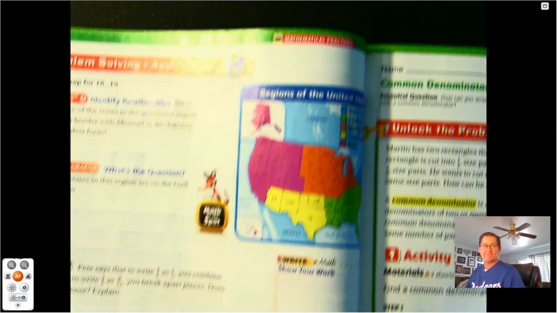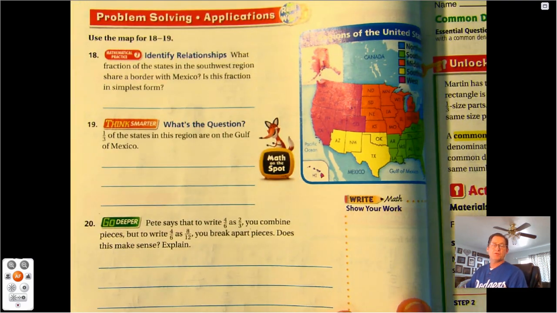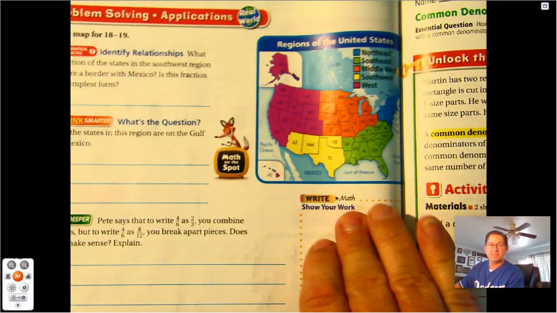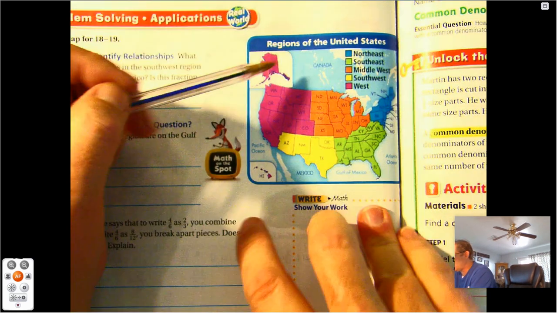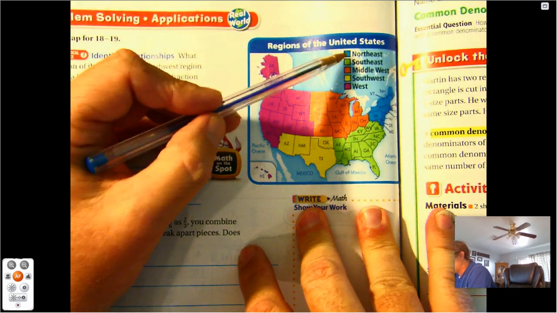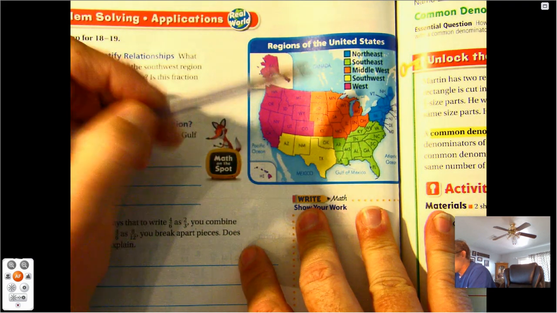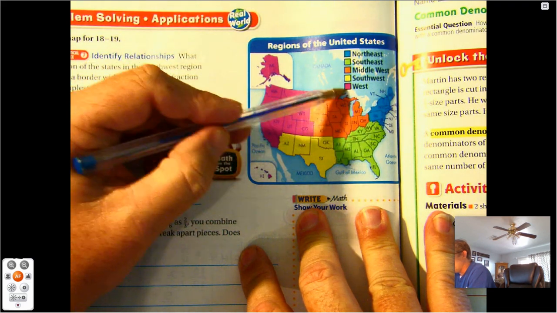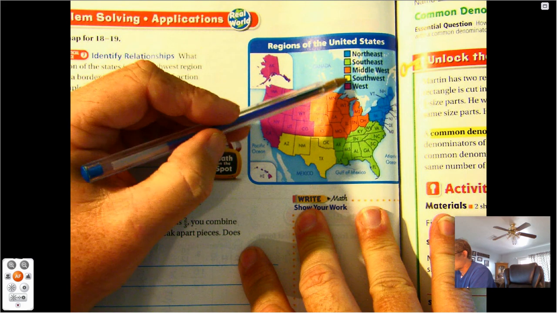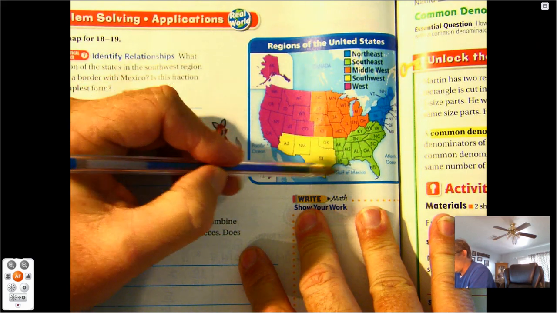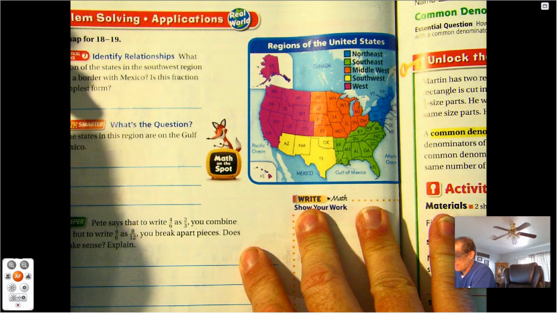Use the map for 18 and 19. Well, okay, what's this map showing us? Well, we've got the regions of the United States. This blue area is the Northeast. The green is the Southeast. The orange is the Midwest or Middle West. The yellow is the Southwest. And the violet or purple is West, including Hawaii and Alaska.